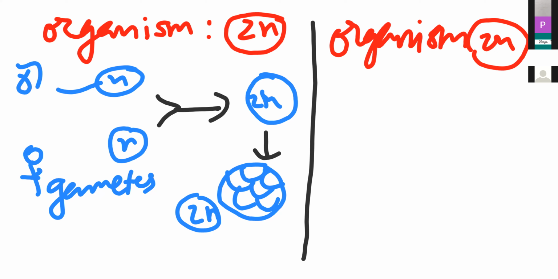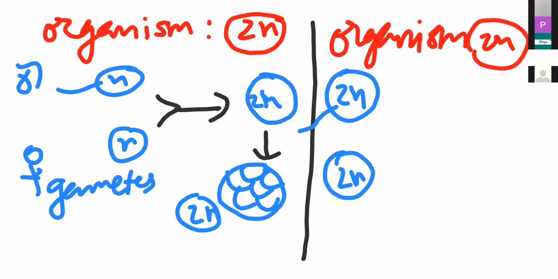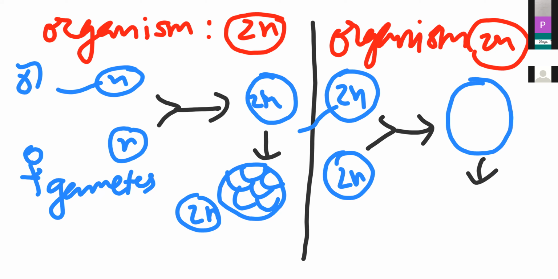They will be diploid. So there will be a diploid sperm and a diploid ovum. By their fusion, what will be made? What will be made by the fusion of these two cells? What's the name of that structure? Zygote. And the number of chromosomes in that will be what? 4n.